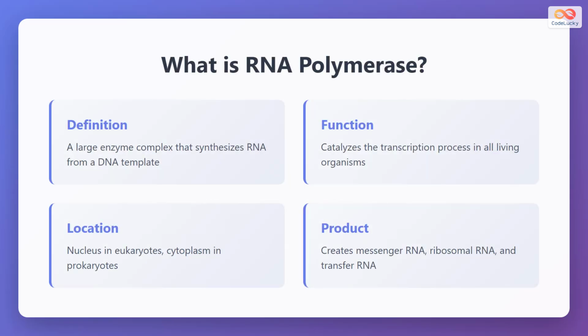RNA polymerase is a large enzyme complex that synthesizes RNA from a DNA template. Its primary function is to catalyze the transcription process, which occurs in all living organisms. In eukaryotes, you'll find this enzyme working in the nucleus, while in prokaryotes, it operates in the cytoplasm. The products created by RNA polymerase include messenger RNA, ribosomal RNA, and transfer RNA, all essential for protein synthesis and cellular function.